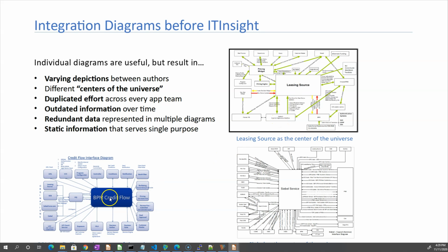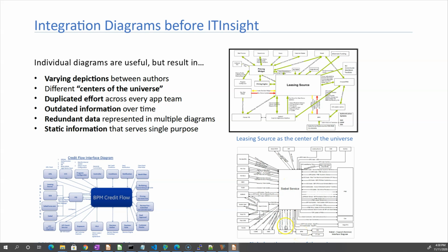Over here is the BPM credit flow. Leasing Source appears here. Siebel appears here. And I'm sure if I dug, I'd see the BPM flow. There's BPM here, and the integration between Leasing Source and BPM. And there it is, the BPM integration between Siebel and BPM here.